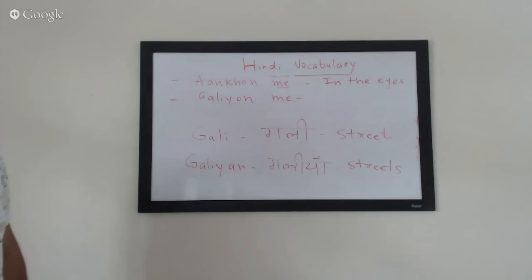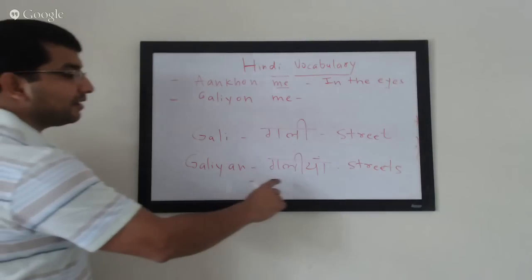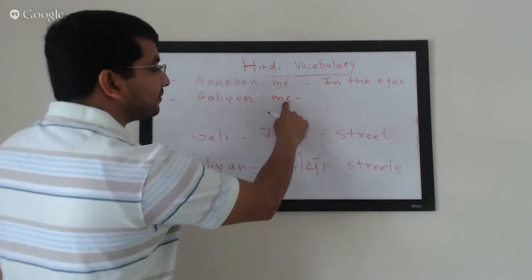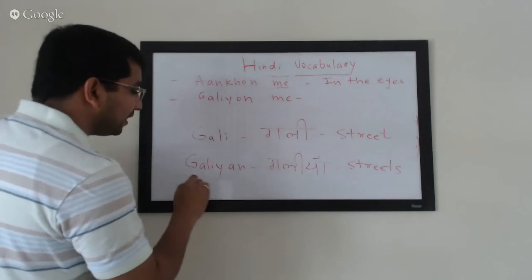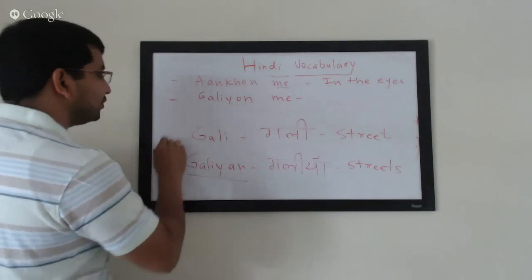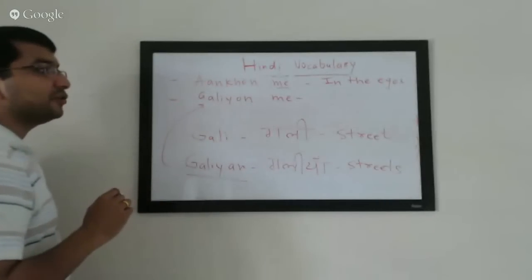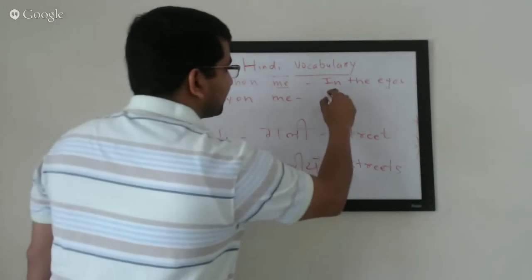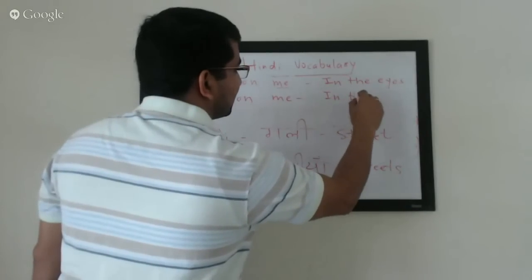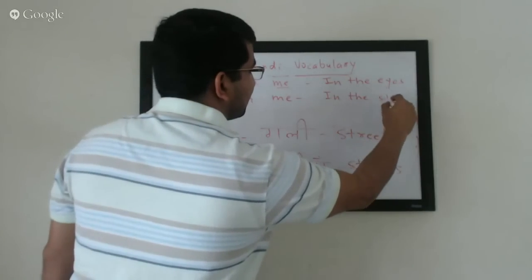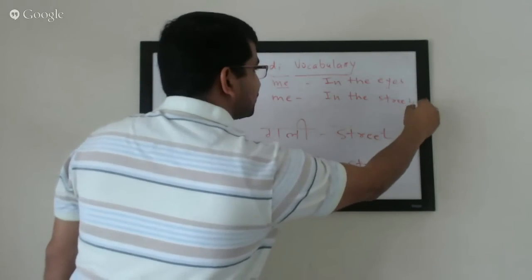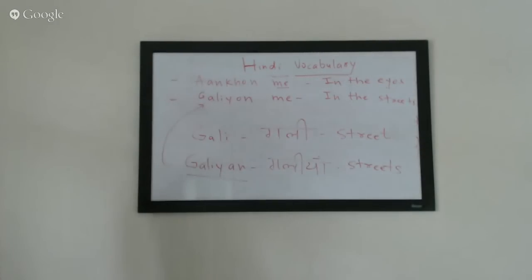So if you are to use it with the post position may, then galiyan becomes, we use the oblique case of galiyan, which is galiyon mein. So, in the streets. And they have used this phrase in the song quite a lot, right?